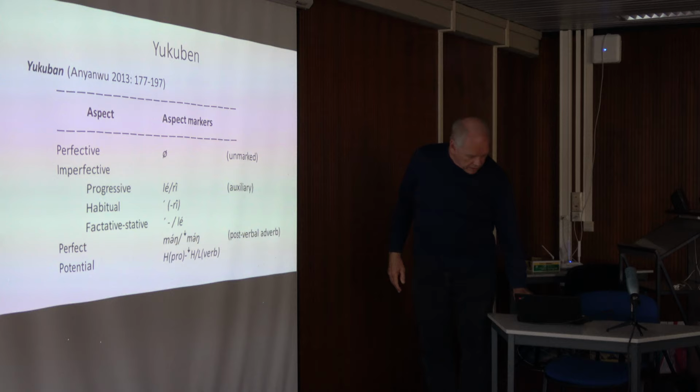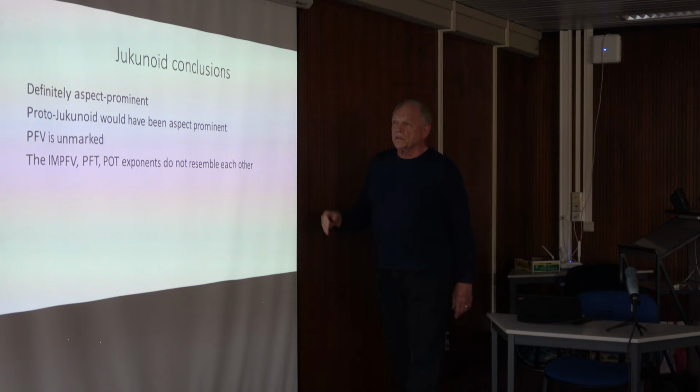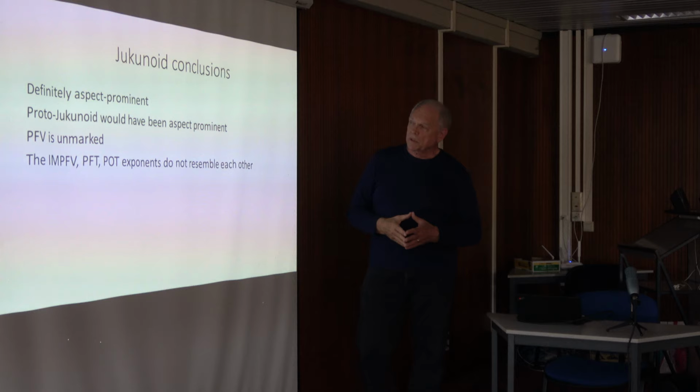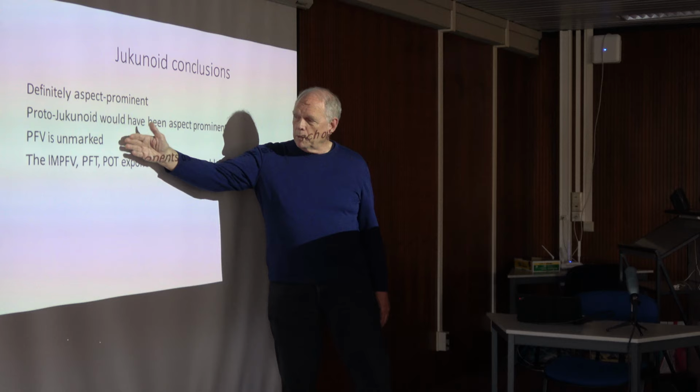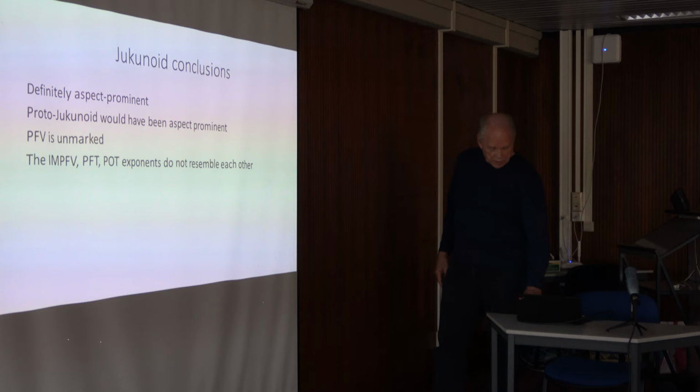So for Jukanoid, you see these aspect prominent systems, and you'd probably infer that it's likely that Proto-Jukanoid was an aspect prominent language. The perfective is unmarked, that's something critical to remember. The other exponents are difficult to build anything about the past on because they're so radically different.